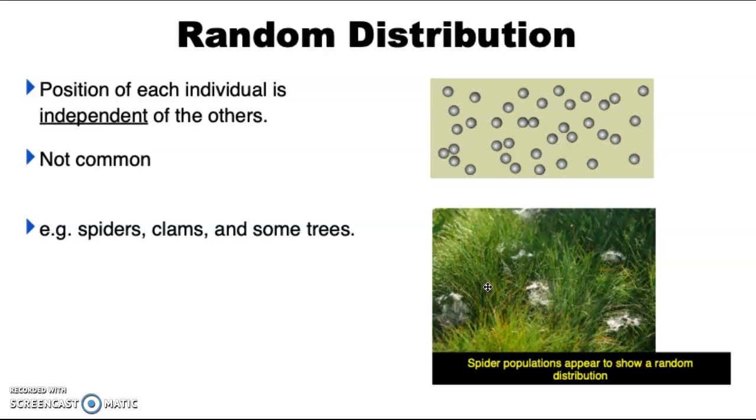So for random, there is kind of everyone for themselves. All the individuals are going to be independent. They won't be interacting with each other. This isn't very common in nature, but some examples are spiders, clams, some trees. So if you look here, we've got a few that are clumped together, some are more spread out. There isn't really any pattern in random distribution.